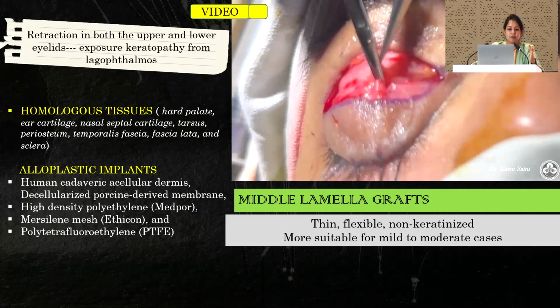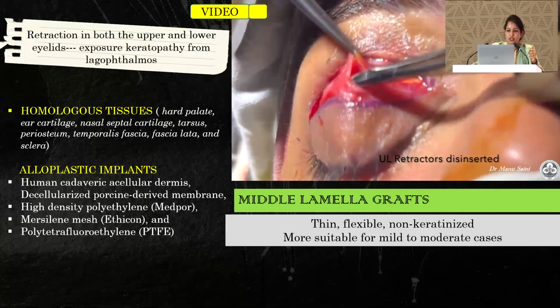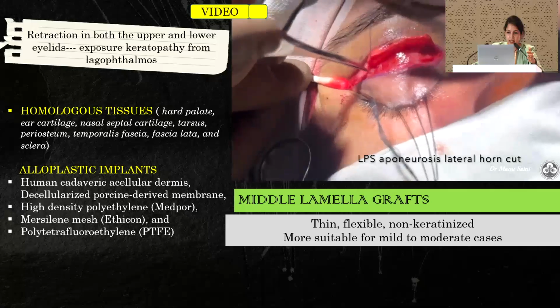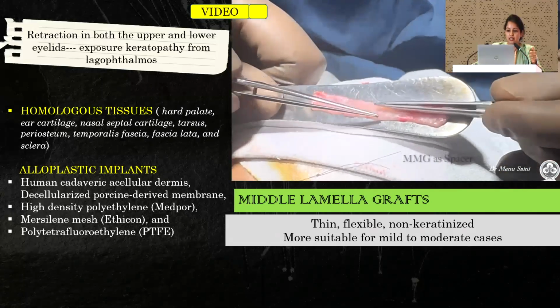Now coming to the middle lamellar involvement. The middle lamellar involvement will manifest as a retraction of the lid, resulting in exposure keratopathy and lagophthalmos, requiring a spacer graft that needs to be inserted between the tarsus and recessed retractors. Various materials have been described and used for middle lamellar augmentation. For the upper lid, like in this case, MMG was used as a spacer because it is thin, flexible, non-keratinized, and does not hamper the blink movement trajectory of the eyelid.